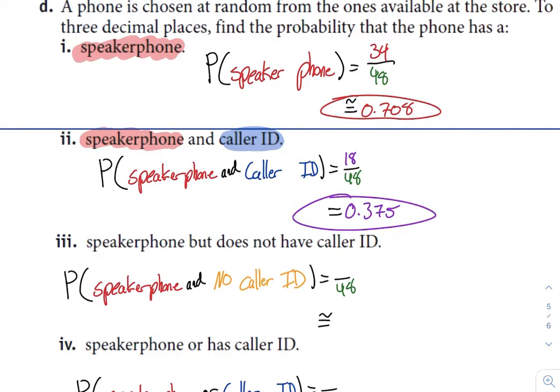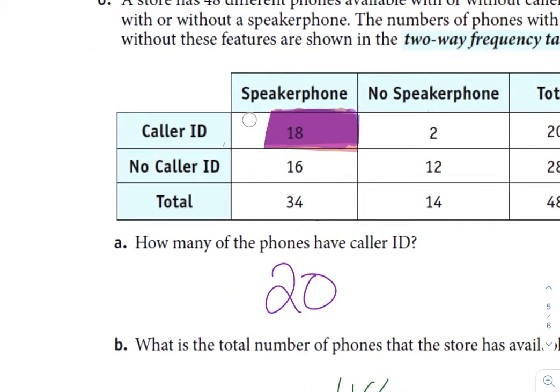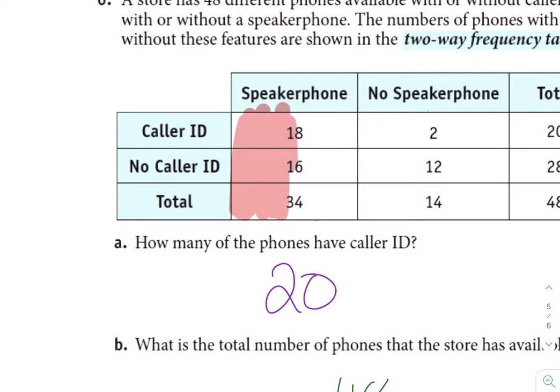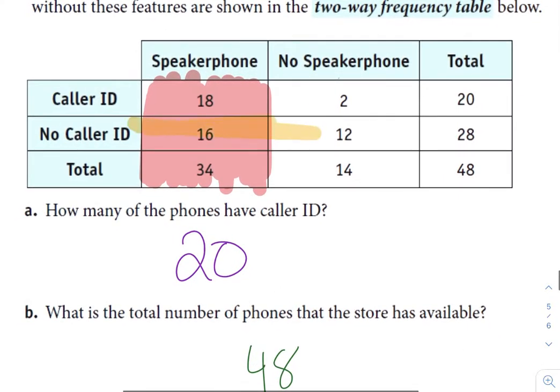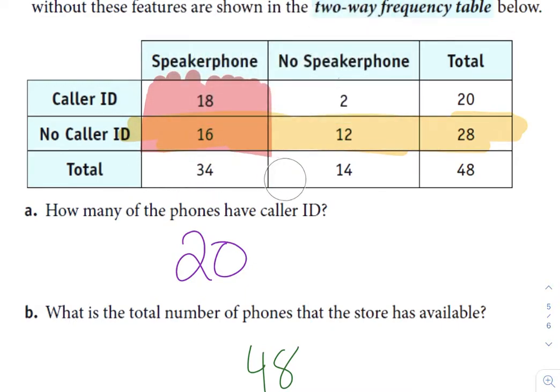All right, so the next one, speakerphone but does not have caller ID. So the same thing, we're going to go back up to here. We know we still want speakerphone, so that's going to be the same column as before. But now we don't want caller ID, so that would be the other row, which is this one right here, right, which might be a little hard to see. So the intersection of those two would be this one right here, right?